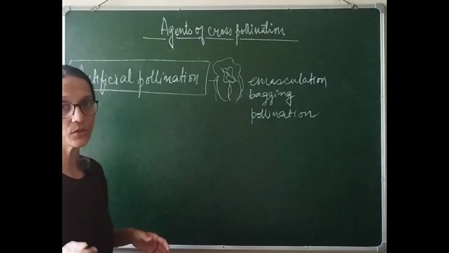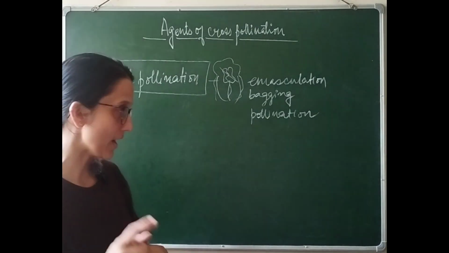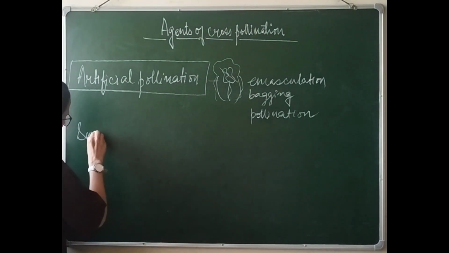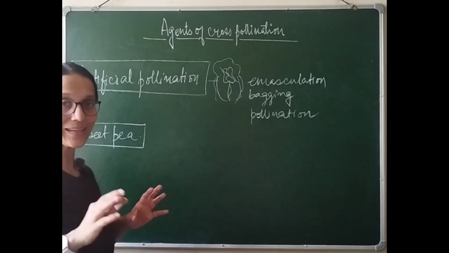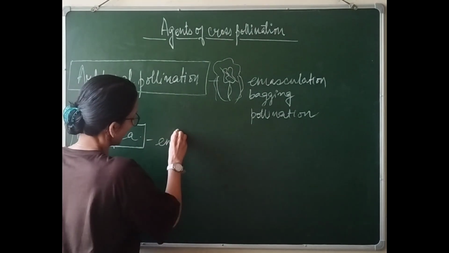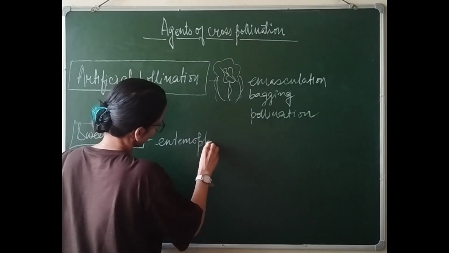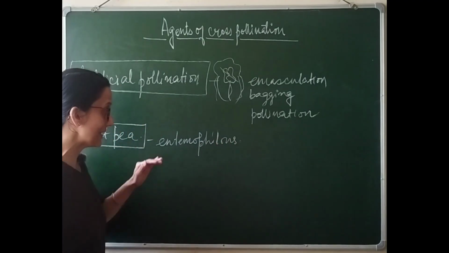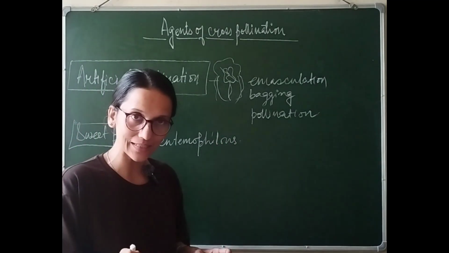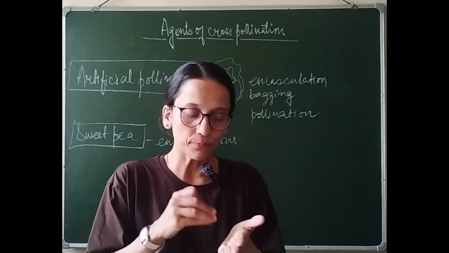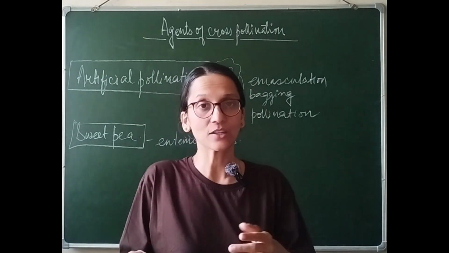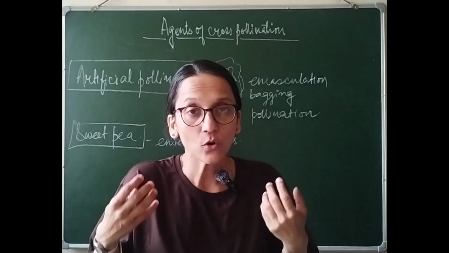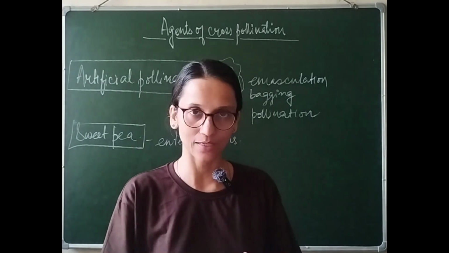After this, in our syllabus, we have to study 2 flowers. One is sweet pea. Sweet pea is a flower which is pollinated by insects, so we can say it is an entomophilous flower. In an entomophilous flower, since the insect is the pollinating agent, the pollen grains will try to stick to the insect, or the insect, when it comes and settles on the flower, will also shed pollen grains on the stigma of the flower.